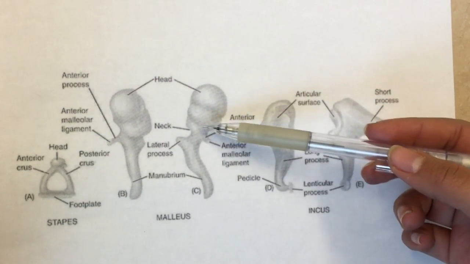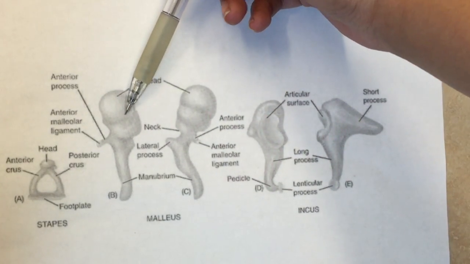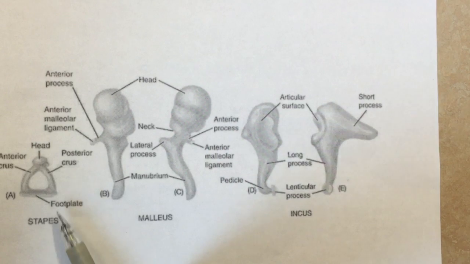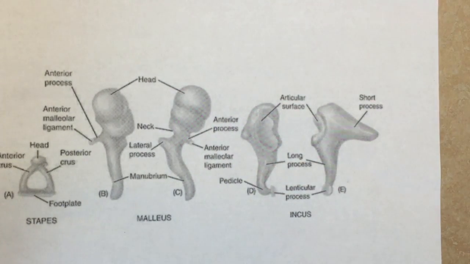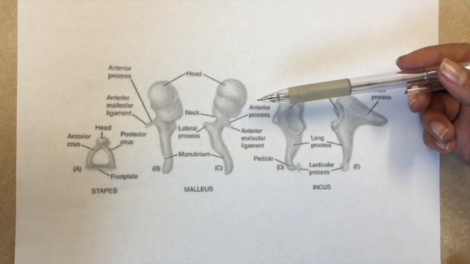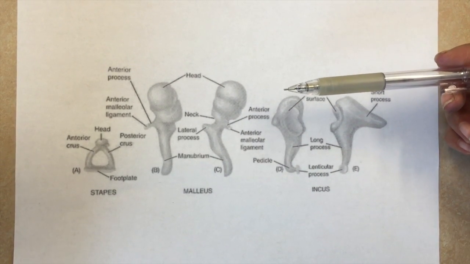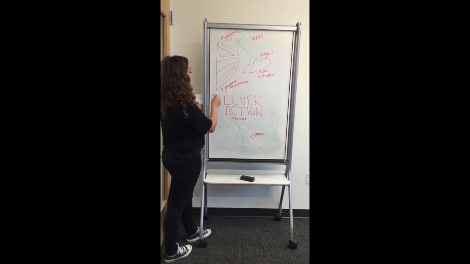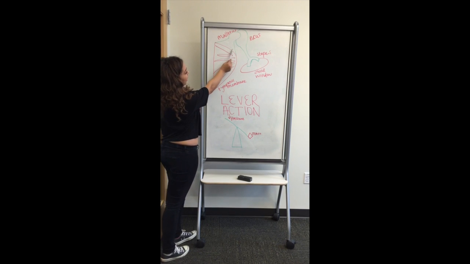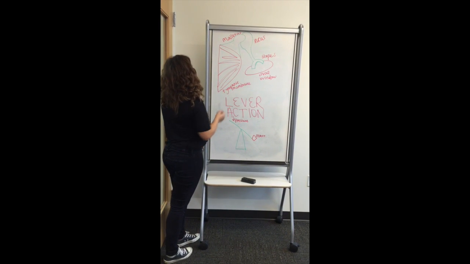This is the malleus, the incus, and the stapes. The stapes also has the footplate, which connects to the oval window. The malleus is also attached to the manubrium, which is embedded into the fibrous layers of the tympanic membrane. Okay, this diagram is of the tympanic membrane, the malleus, incus, stapes, and the oval window.